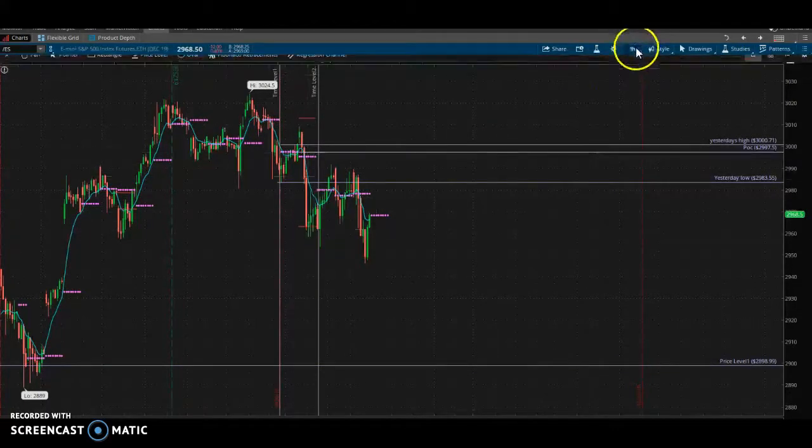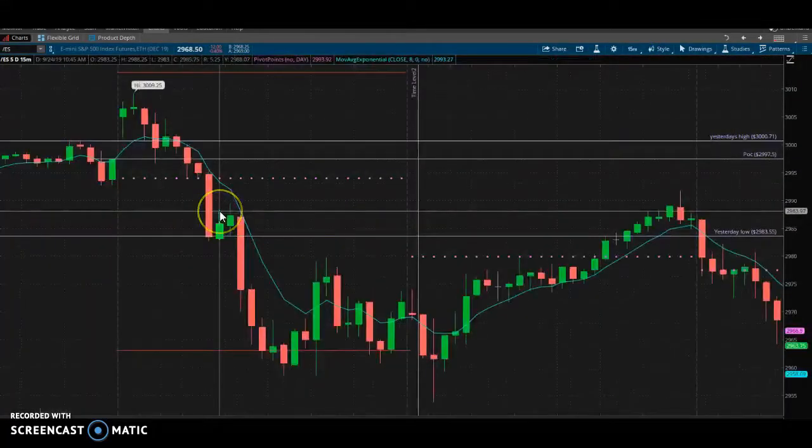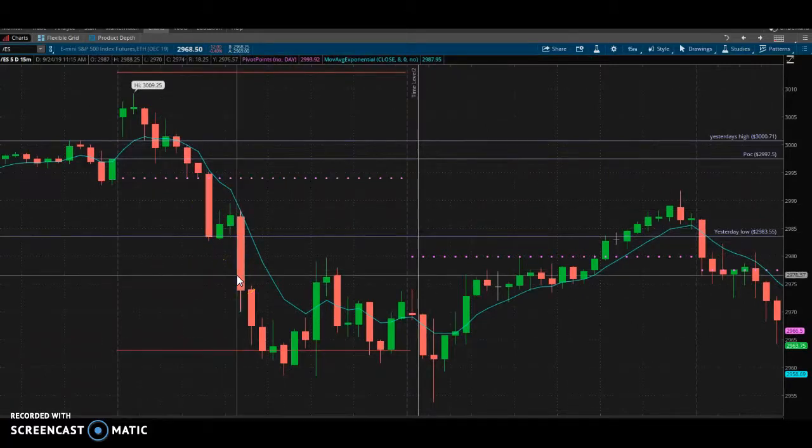But hindsight is 20/20. So that is my little trading strategy that I use, and it's been working pretty well.